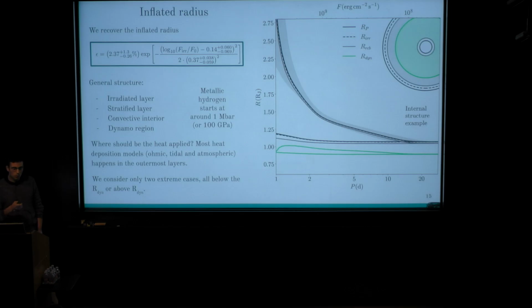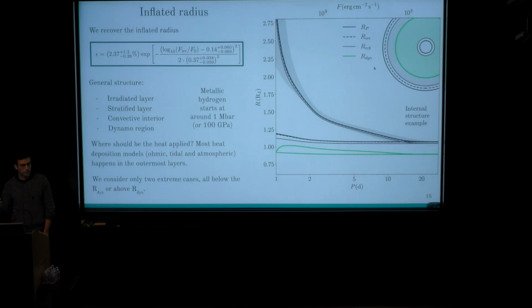And the question is, where did we put this heating? Because usually, when people do these kinds of heating models, there are several, for example ohmic, tidal, or atmospheric dissipation models. Usually, these models apply the heat in the outermost regions.